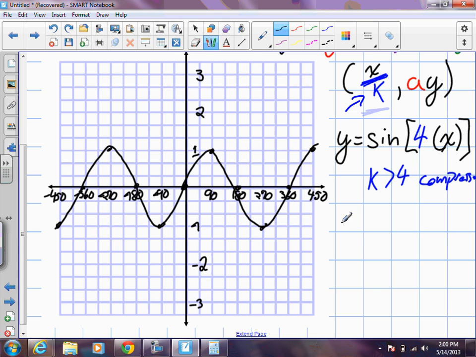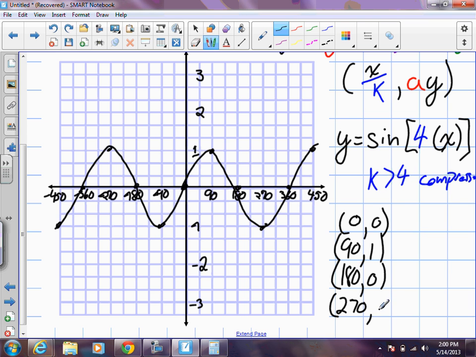So we'll take our 5 major points again, which are 0, 0, 90 and 1, 180 and 0, 270 and negative 1, and 360 and 0. Okay? But in this case, we take our K value, which is 4 here, and divide the x value by 4. With the A value we multiplied, here we divide. So when I divide 0 by 4, what do we get? 0 and 0. So again, this coordinate hasn't changed.